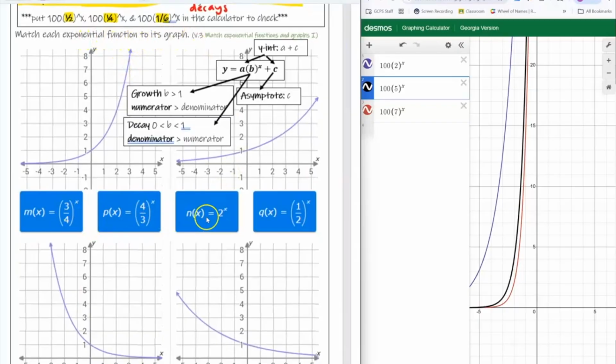So we have exponential functions, a few things that we are looking at. We're looking at the y-intercept. We're looking at the asymptote. And sorry, the y-intercept is a plus c. We're looking at just the asymptote, and then we're looking at growth and decay. So in this case, I see the asymptote on everything is 0. That means all of it approaches 0, which doesn't help me.